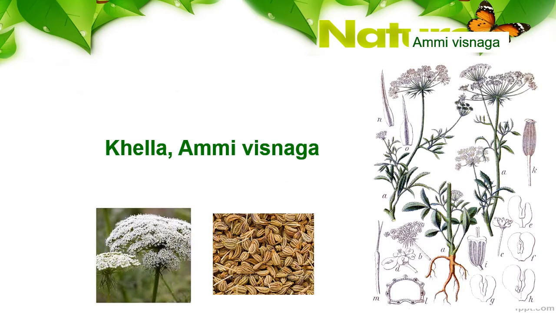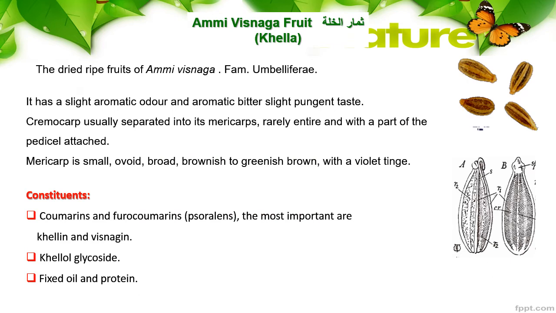Khilla or Ammi visnaga, obtained from the dried ripe fruits of Ammi visnaga, family Umbelliferae. Shape of the fruit, diagram of the morphology of the fruit. Khilla or Ammi visnaga has slight aromatic odor and aromatic bitter, slight pungent taste. The cremocarp is usually separated into its mericarps, rarely entire, if entire, showing the attached pedicel.